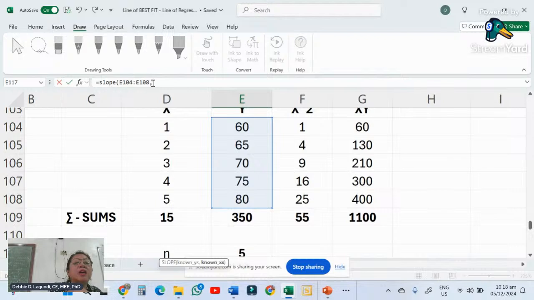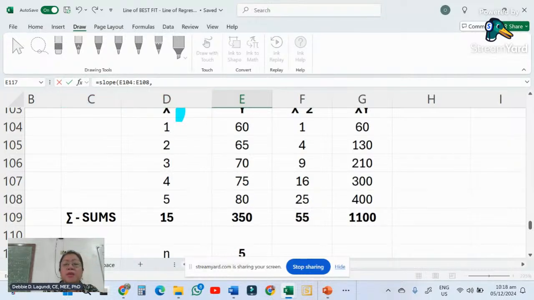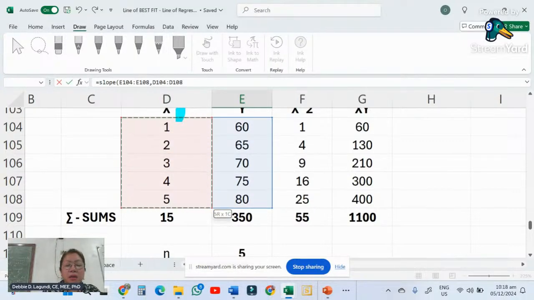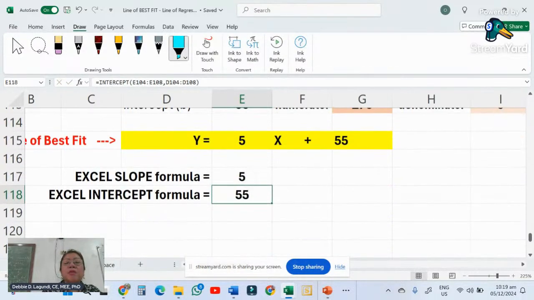If you look at here, can you see that? I am pointing at slope here. So using that formula, you have to shade or highlight y. The next range you're going to highlight would be the x. Close it, and now you have this formula. Can you see that on top? And then press enter. Bang, you have 5.